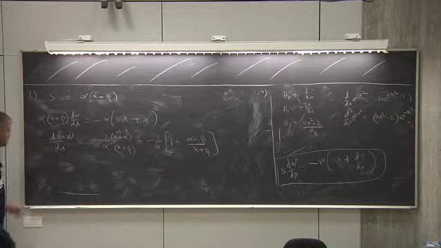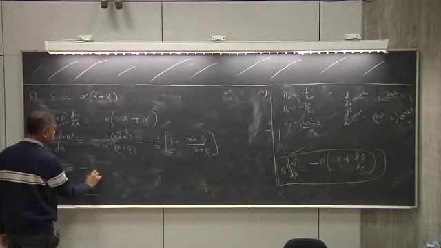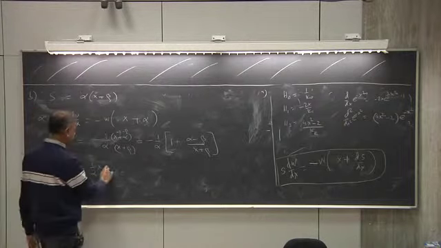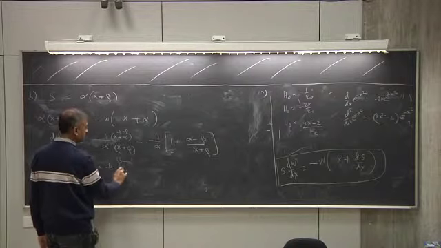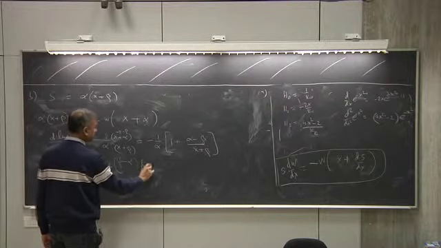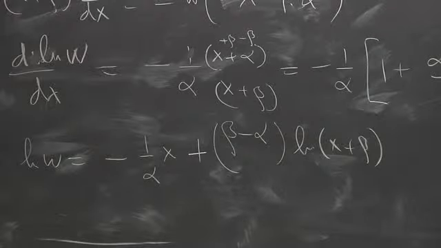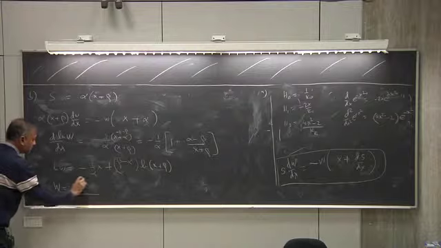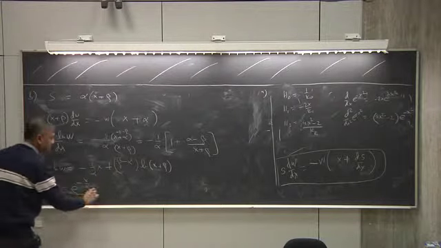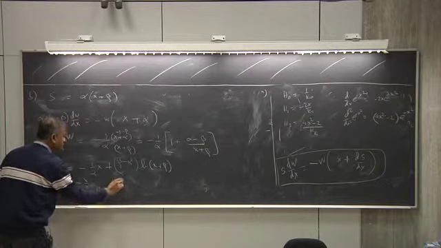And now we can integrate. So log w is minus 1 over alpha times x, plus (beta minus alpha) times log of (x plus beta). Integrate this up to a constant again; the constant will not be important for us. So w therefore is e to the power of minus x by alpha, times (x plus beta) to the power of (beta minus alpha).